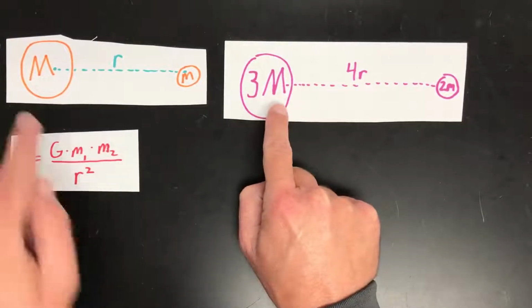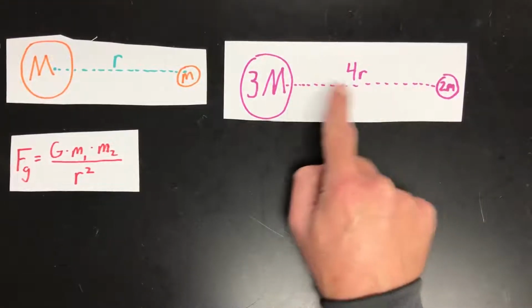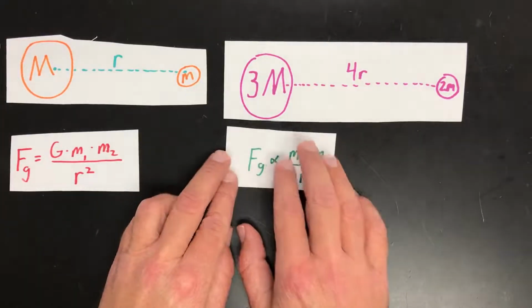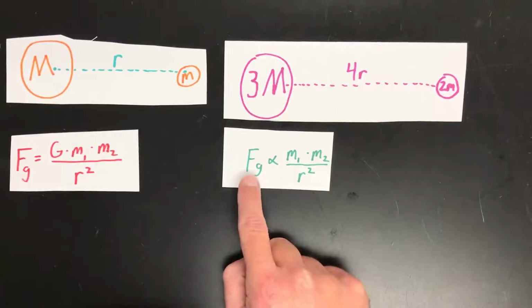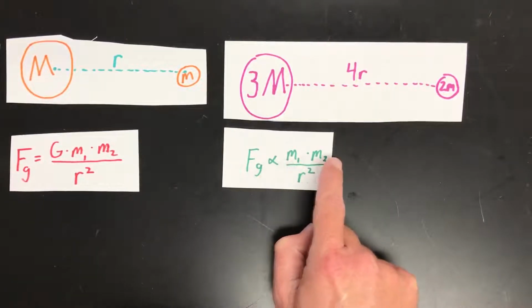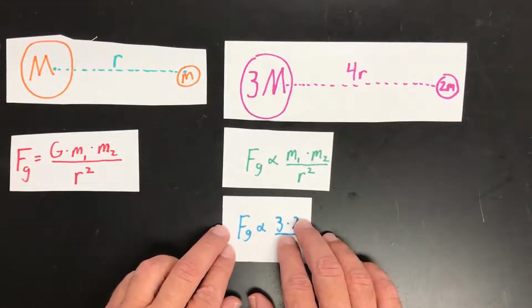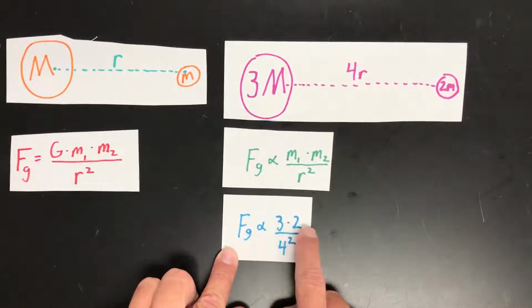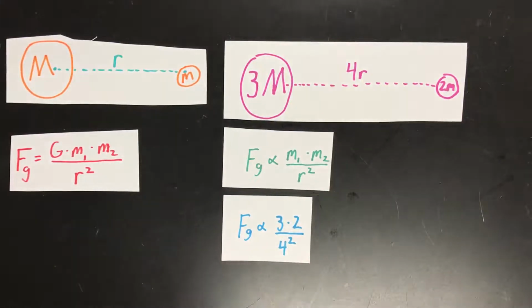Here we tripled the mass of this big planet, we doubled the mass of the small object, and we quadrupled the distance between them. So to do proportional reasoning, remember that we ignore all constants. So we won't worry about big G here in this case. So the force of gravity would be proportional to mass 1 times mass 2 over their distance squared. So now plug in what you did to each mass and distance. So we made one mass 3 times bigger, we made the other mass 2 times bigger, and we made the distance here 4 times bigger. Don't forget to square that distance there though.